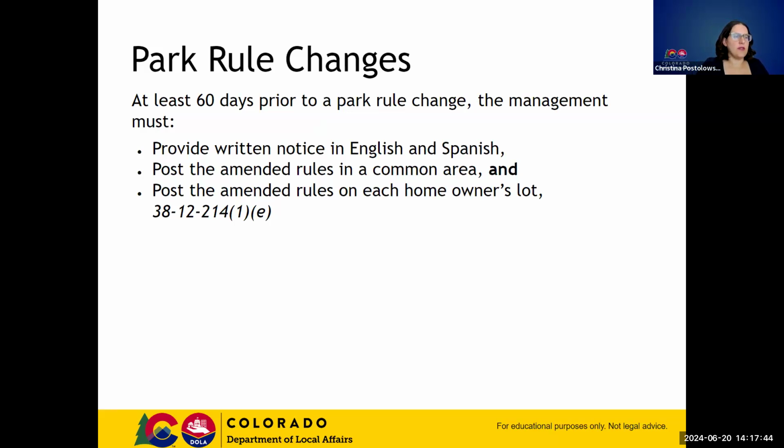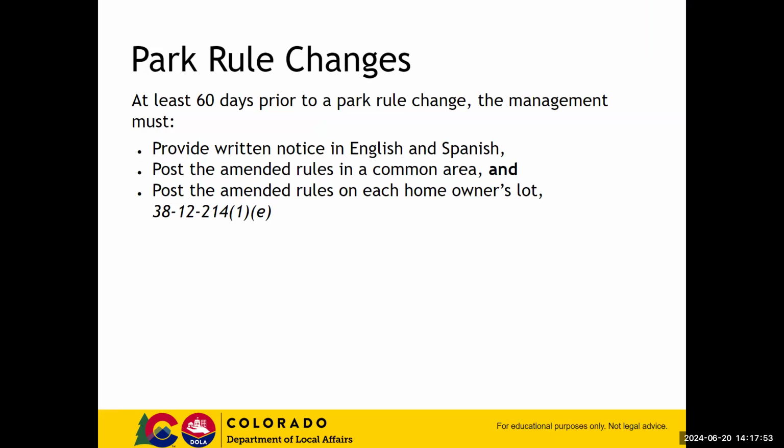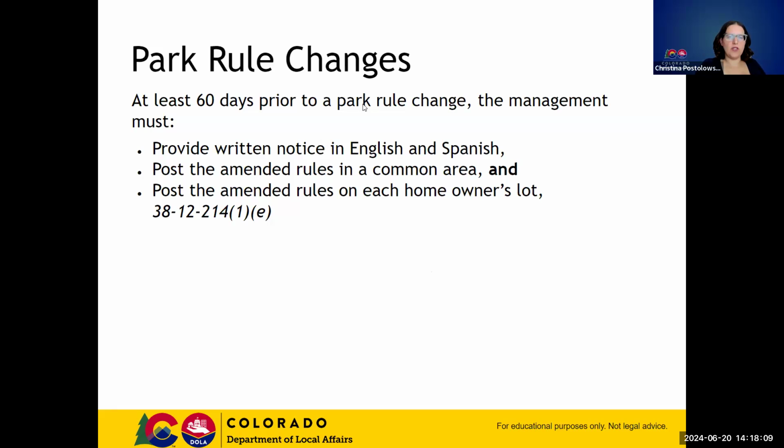Jennifer, did you have specific questions or items you need clarified from this section? Yeah, I just wanted to make sure that if we aren't changing rules currently, there's no need to post that until we do make changes in our rules, and then it has to be posted as written here in both English and Spanish, correct? And on the homeowner's lot. Yes, I believe these specific requirements apply just to a change in the rules.